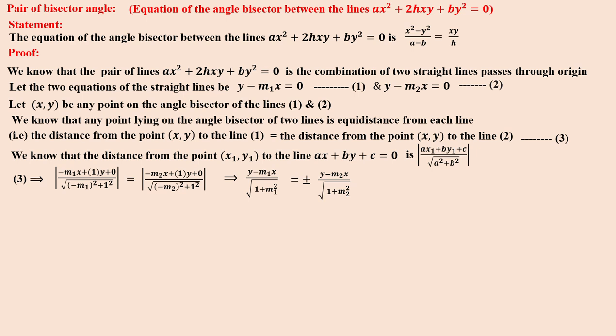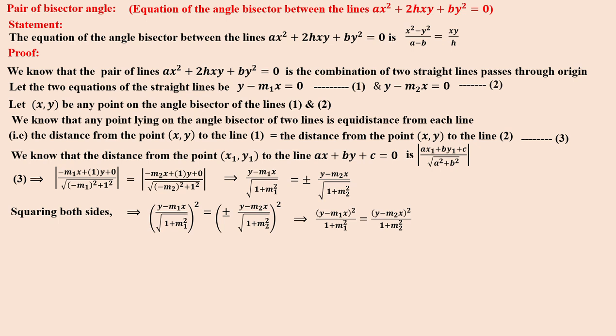y minus m1x by root of 1 plus m1 square is equal to plus or minus y minus m2x divided by root of 1 plus m2 square. Squaring both sides, you will get y minus m1x by root of 1 plus m1 square the whole square, which is equal to plus or minus y minus m2x by root of 1 plus m2 square the whole square. Separating the square for the numerator, y minus m1x the whole square on the left hand side, divided by square root of 1 plus m1 square squared. Square and square root get cancelled, so you will get 1 plus m1 square in the denominator on the left side.